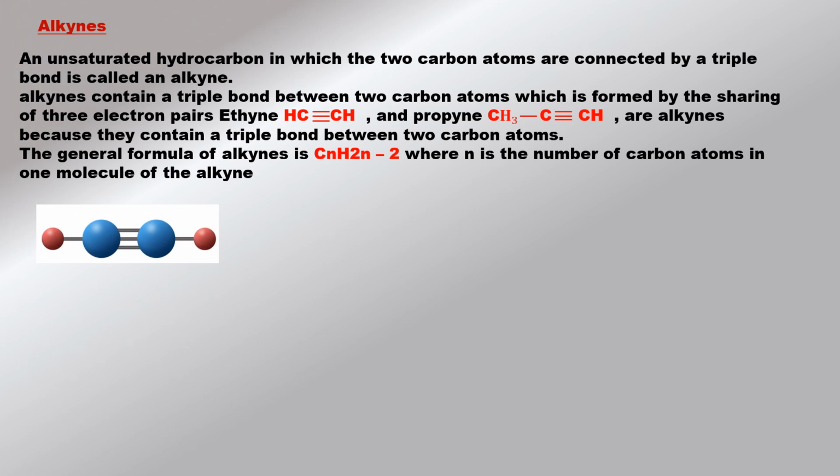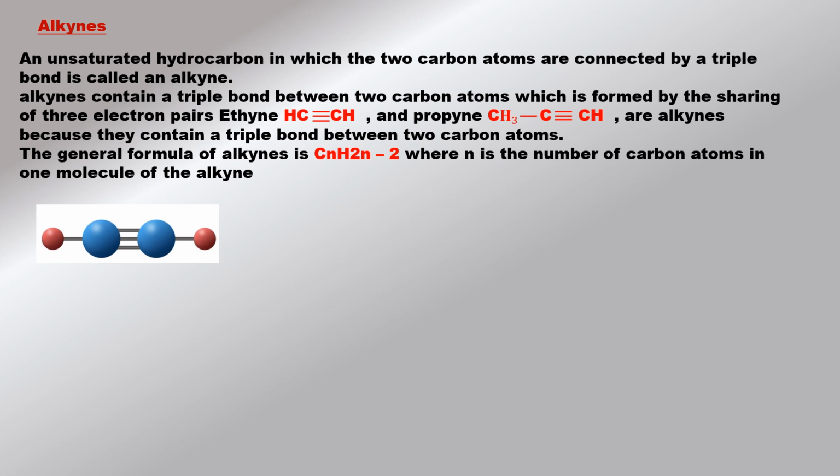Alkynes. An unsaturated hydrocarbon in which the two carbon atoms are connected by a triple bond is called an alkyne. Thus, alkynes contain a triple bond between two carbon atoms, which is formed by the sharing of three electron pairs, or 6 electrons. Ethyne and propyne are alkynes because they contain a triple bond between two carbon atoms.